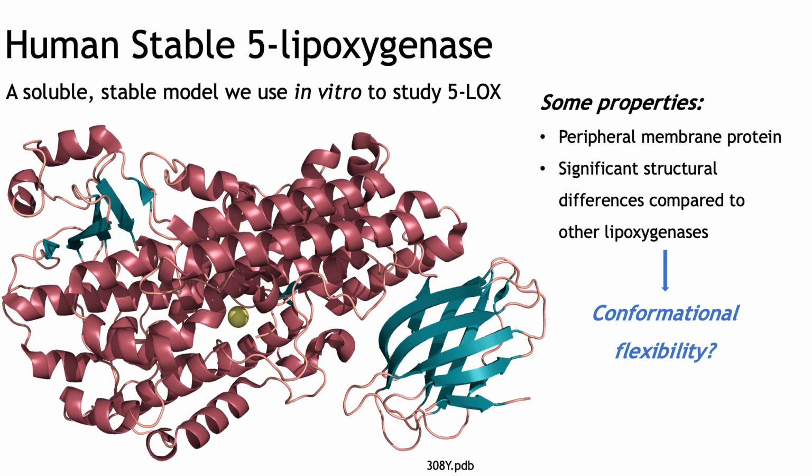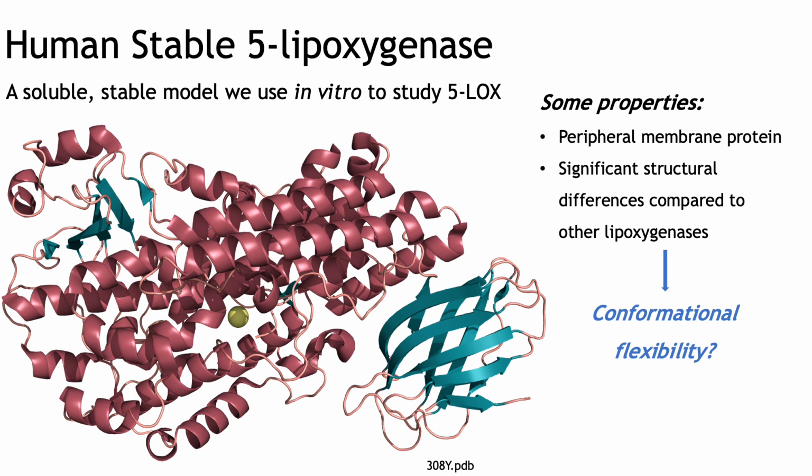5-LOX is a peripheral membrane protein, meaning it does not always reside nor act in aqueous solution. It is also intrinsically unstable. But because of the importance of this enzyme, our lab found ways to make it easier to study 5-LOX in vitro. In the past, we made a pseudo-wild-type version of 5-LOX, referred to here as stable 5-LOX. This is a soluble, stable version of the enzyme that allows us to study it in solutions.